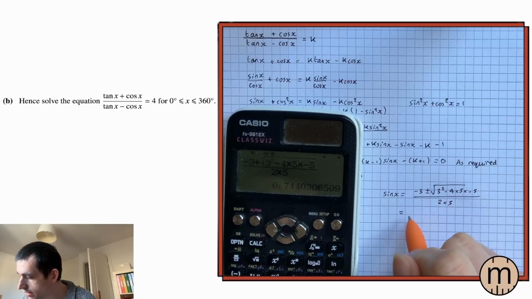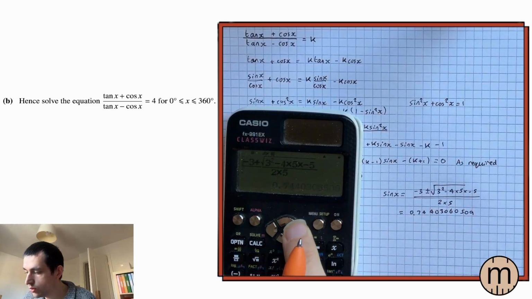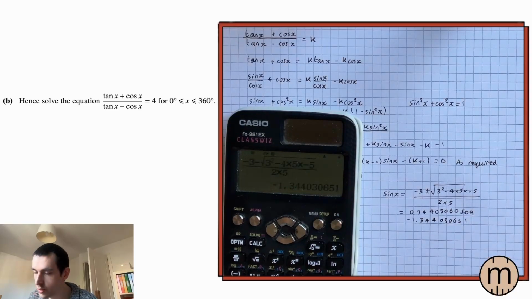In the end, we get this 0.74403.06509. Or, if you'd prefer, this value minus 1.344030651. I actually do prefer that second one because that has no solution, so it means we don't have to do anything with it. The sine graph only goes up to 1 and down to minus 1. So that value is too small. It's too negative. There's not going to be any solutions.